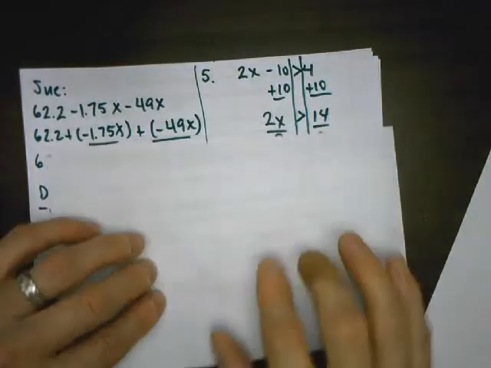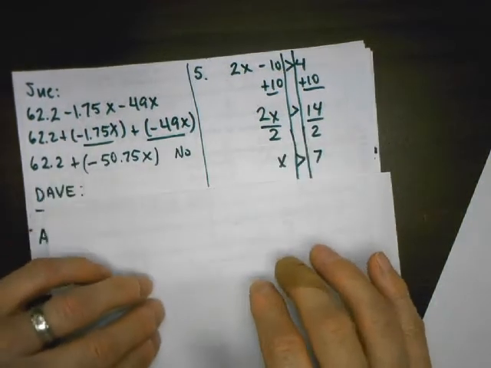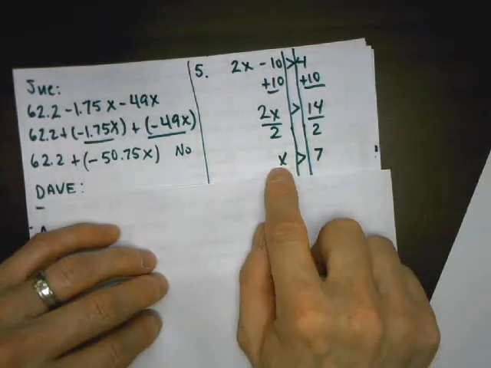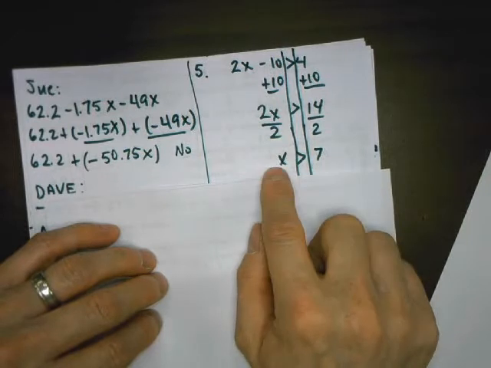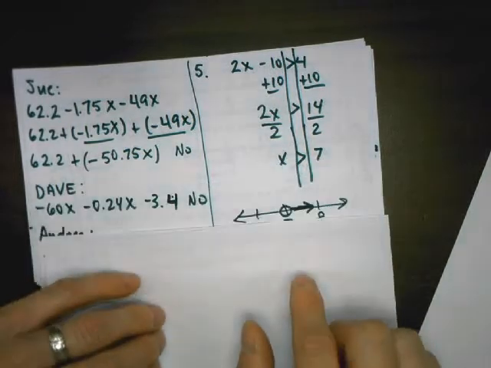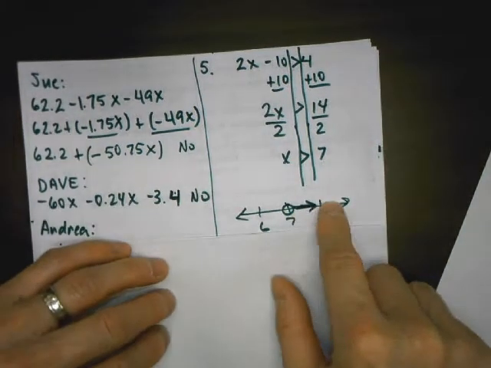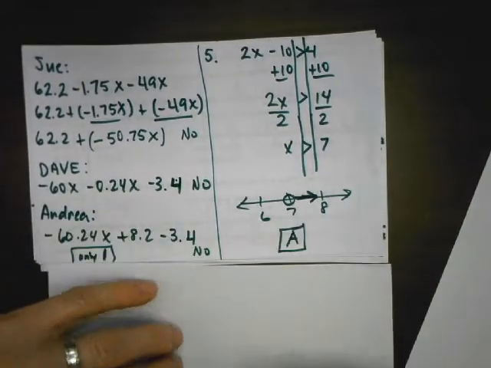Now I divide both sides by 2, by the coefficient, and this is read x is greater than 7. That means my answers are bigger than 7. So on a number line, here's 7. All the bigger numbers are this way, so that would be an open dot, arrow to the right. The answer is A for that one.